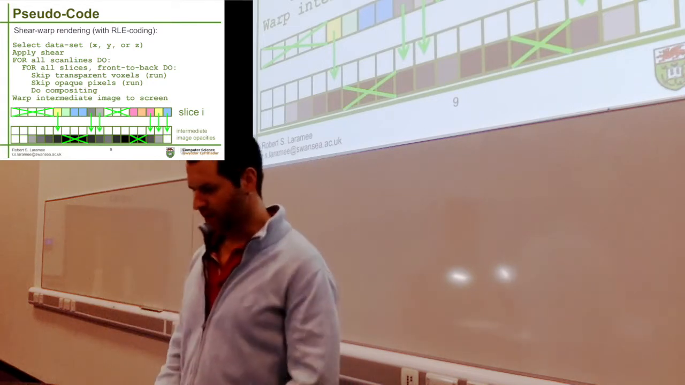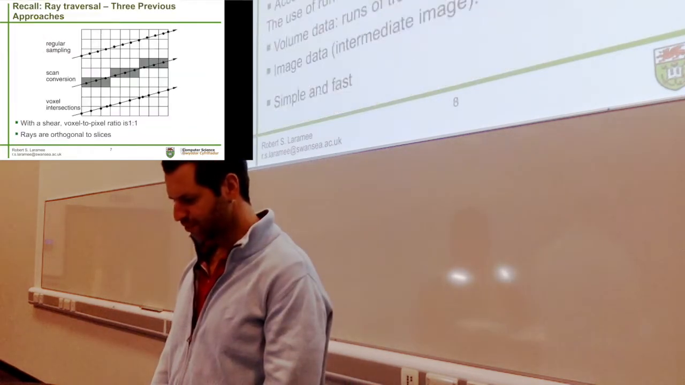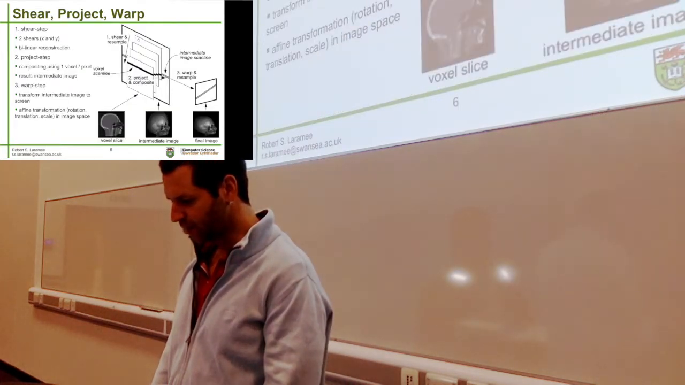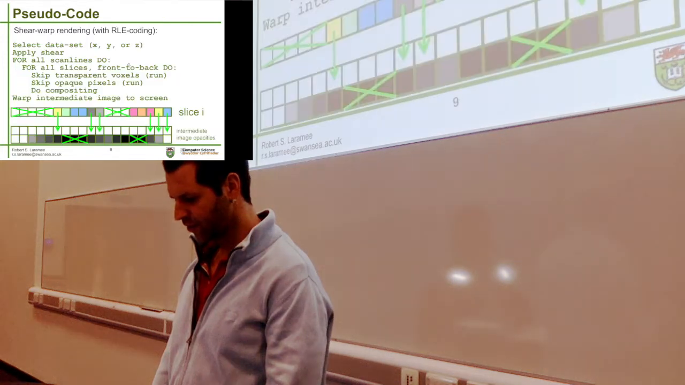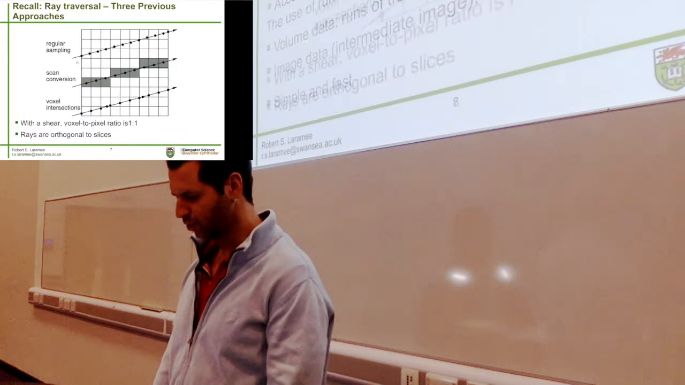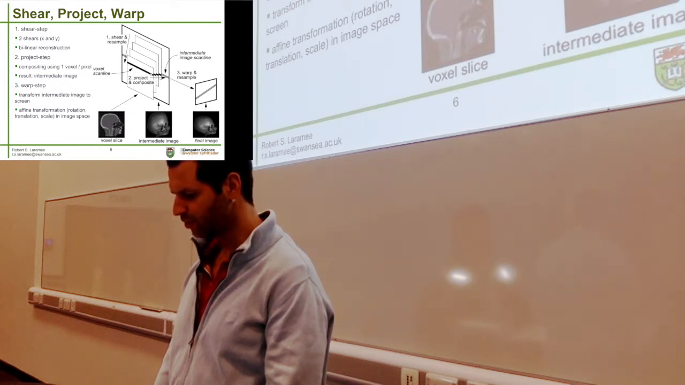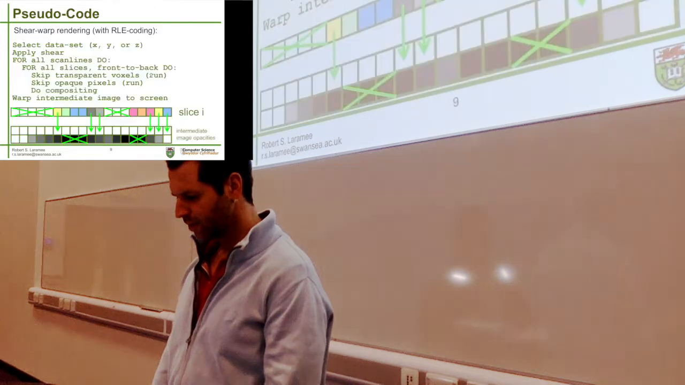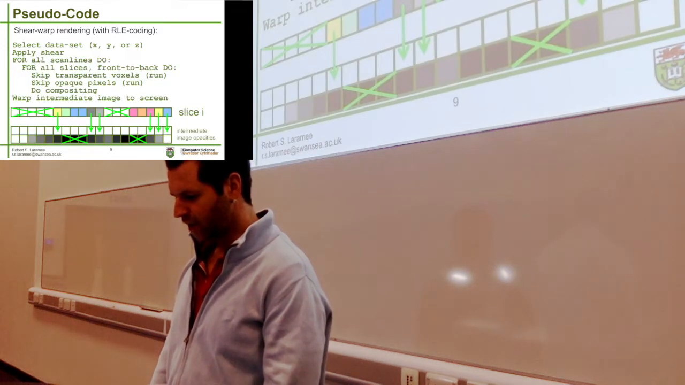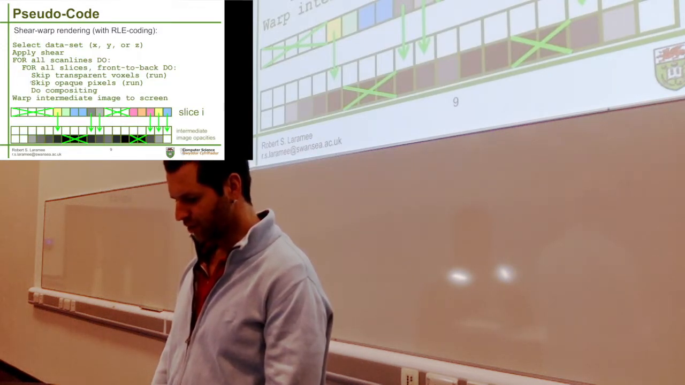So select the data set and apply the shear. That's this step, when we shift these slices. Now, it says for all scan lines do. There's an example of a scan line from left to right. A voxel scan line. For all scan lines, do the following. So this is a scan line on a slice of data.